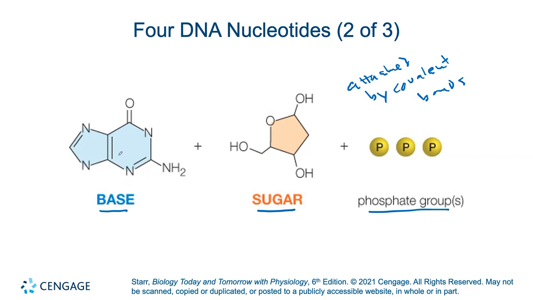Why is this called a base? Well, because the nitrogens in this molecule act as proton acceptors. And as a result, they cause the pH of the solution they're in to go up. So that's why it's called a base. But the base is really the information part of the nucleotide. The sugar and the phosphate is what we would call the backbone, because it's the same in every nucleotide.